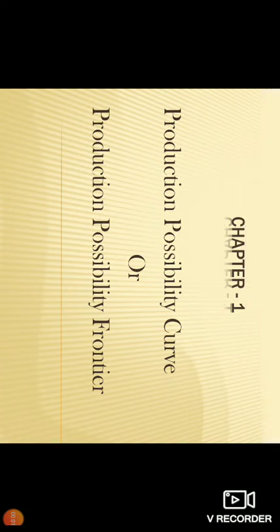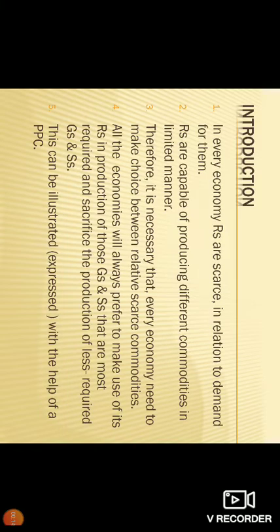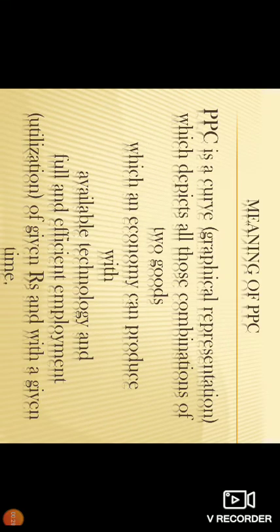Welcome back to all of you to the present class. In the previous class, we have seen just an introduction to the production possibility curve and the production possibility frontier. And this all happens because of scarcity of resources in the economy in relation to demand for the scarce goods. Every economy needs to make choices between the available resources to produce the best alternative combinations of two goods.